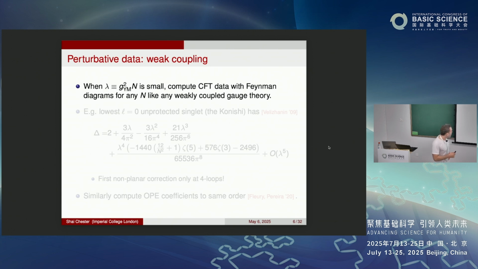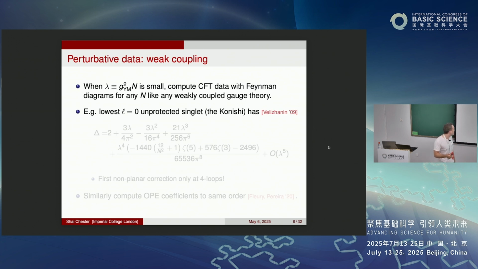So before we talk about the new approach, we can review some perturbative data. So first of all, you can study this theory at weak coupling, as was discussed in one of the previous talks, just like any gauge theory as we've known for like 80 years. And so, for instance, you could compute one of the simplest observables, which is the scaling dimension of the simplest long multiplet. This is called the Konishi at weak coupling.